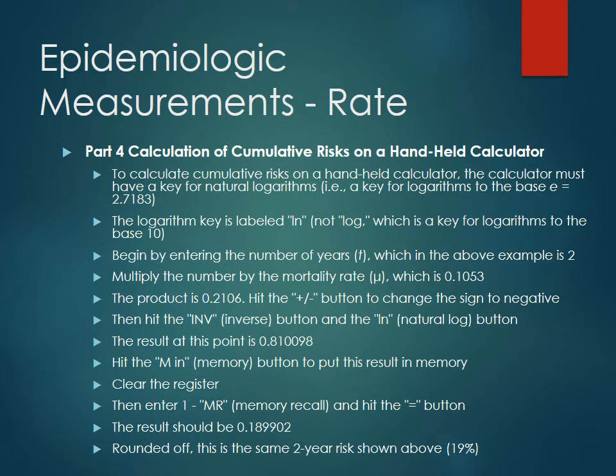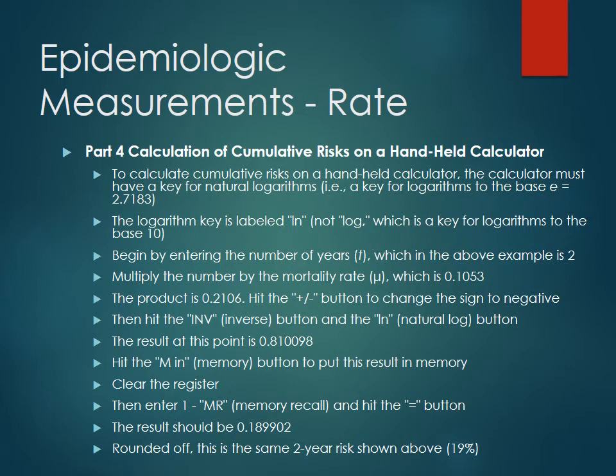I'm not going to make you do this on a test, but just so you know, to calculate the cumulative risk, a handheld calculator should have a key for natural logarithms. So a key for logarithms to the base e, or that 2.7183 for any math nerds out there. The logarithm key is usually labeled as ln, not the log key, which would be a different base. So you want to use the ln key.